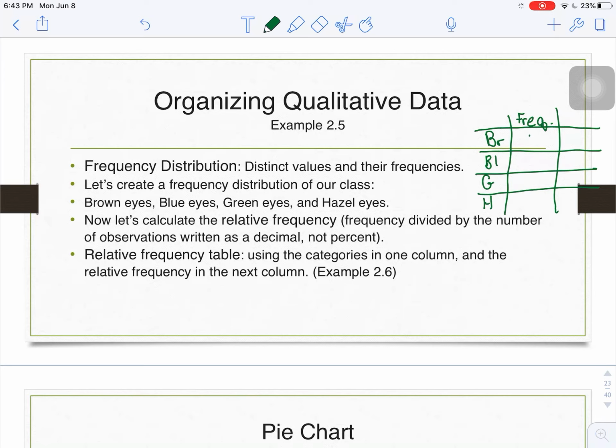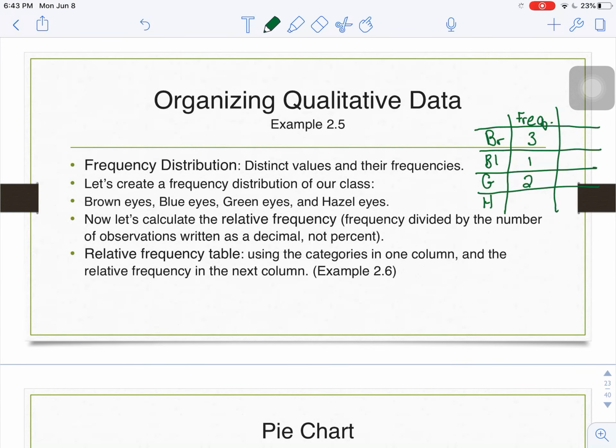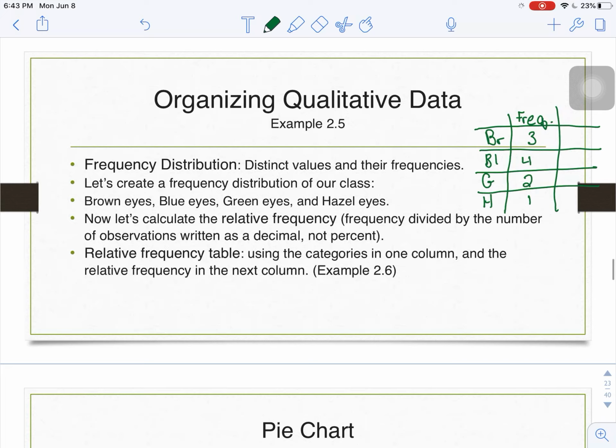And the numbers I am going to make up, I'm going to say we had 10 people that answered this. So we have 3 with brown, 1 with blue, 2 with green. Actually, we'll change blue to 4. And then 1 with hazel. Okay, so that'll give us 10 if we actually total it together.